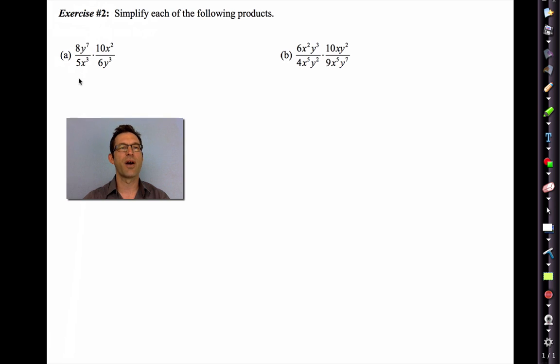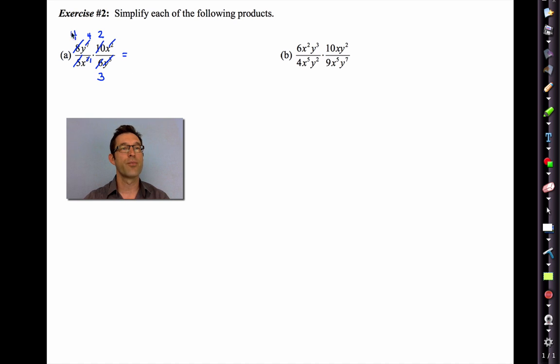There's no way to simplify the 8 and the 5, but I could divide out a common 2 from the 8 and the 6 and be left with a 4 and a 3. I could also cancel out a common 5 between the 10 and the 5 and be left with a 2. I can now cancel 3 y's here with 3 y's there and be left with a y to the 4th, and 2 x's here and 2 x's here, leaving me with an x to the 1st. There is nothing left for me to cancel.